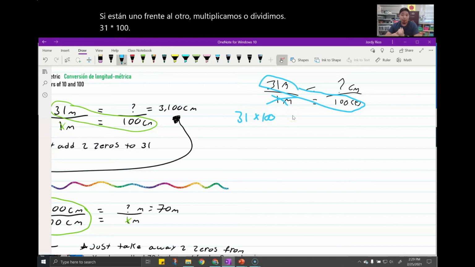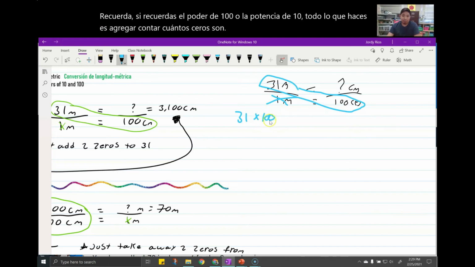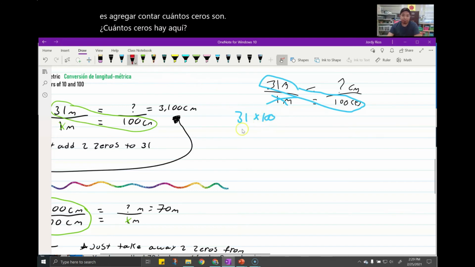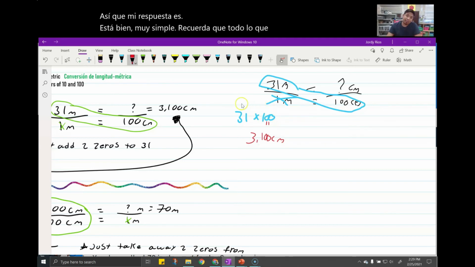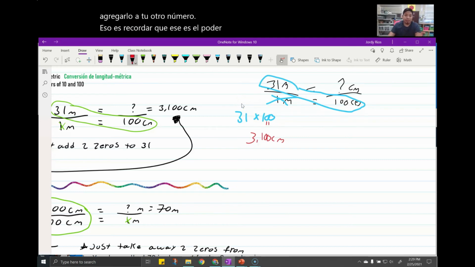Remember, if you remember the power of 100 or the power of 10, all you do is count how many zeros there are in the number. So how many zeros here? 1, 2. And how many are you going to add to 31? 2. 1, 2. So my answer is 3,100 centimeters. Okay? Very simple. Remember, all you do is just count the zeros and then add that to your other number. Remember, that's the power of 10 rule. Alright, let's go ahead and look at the next one.